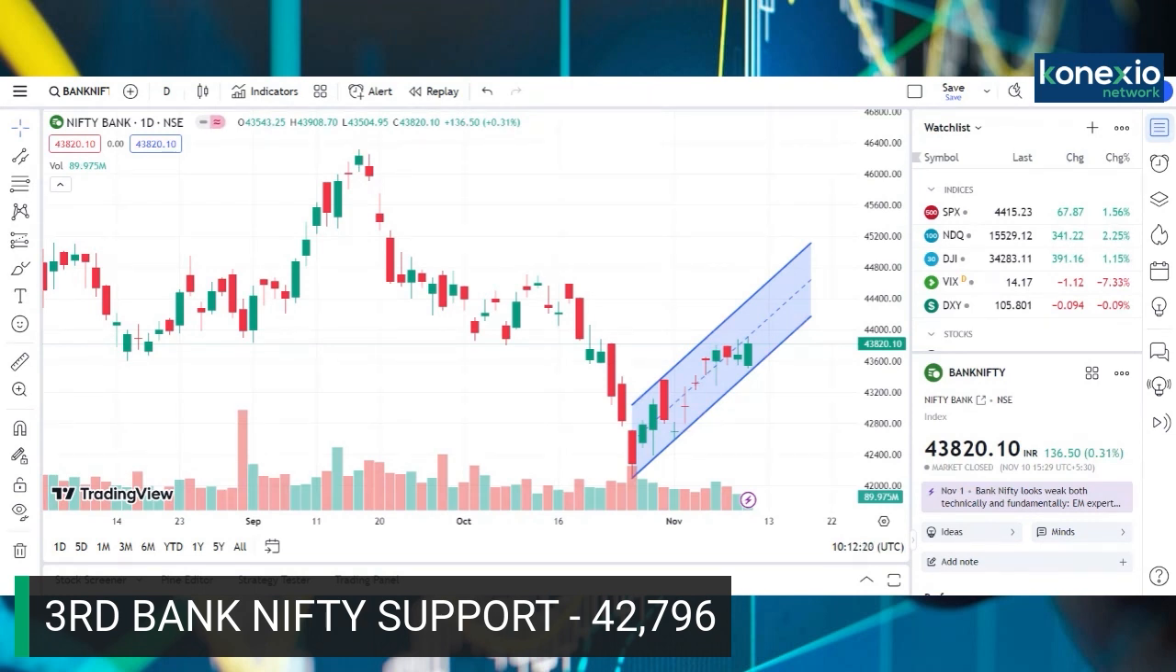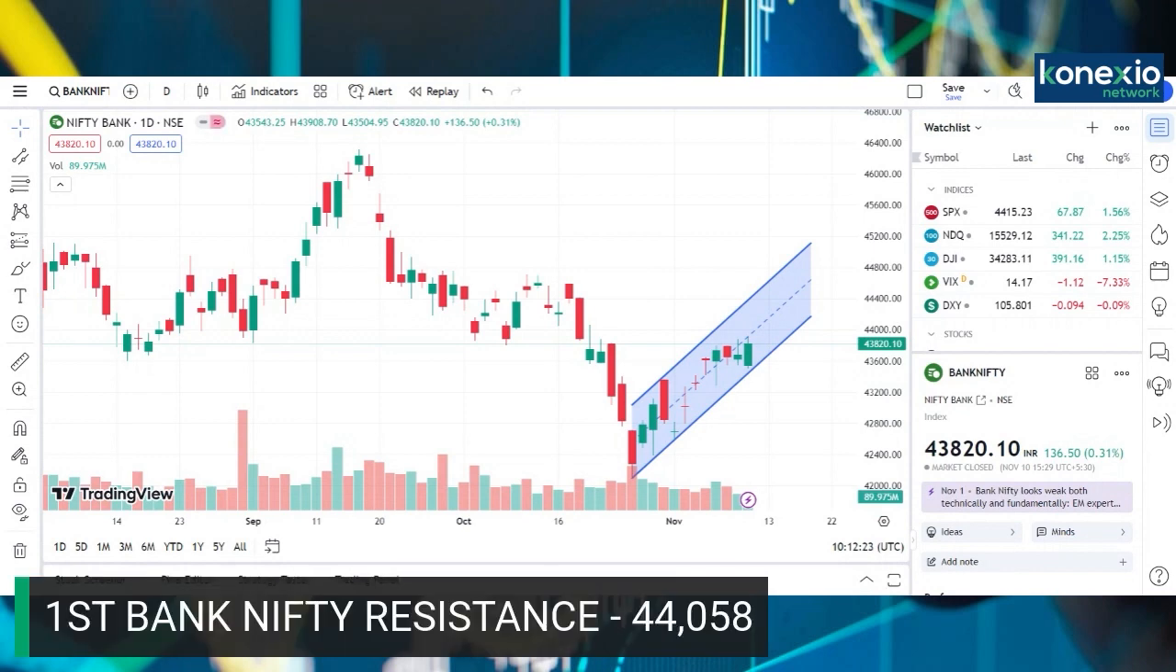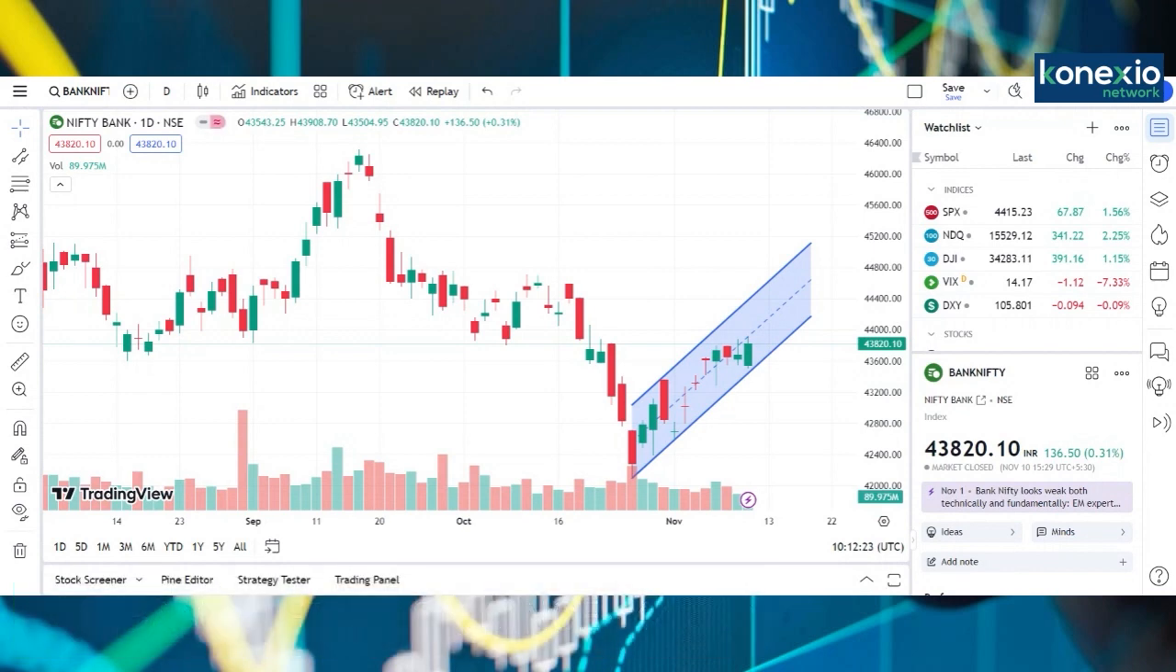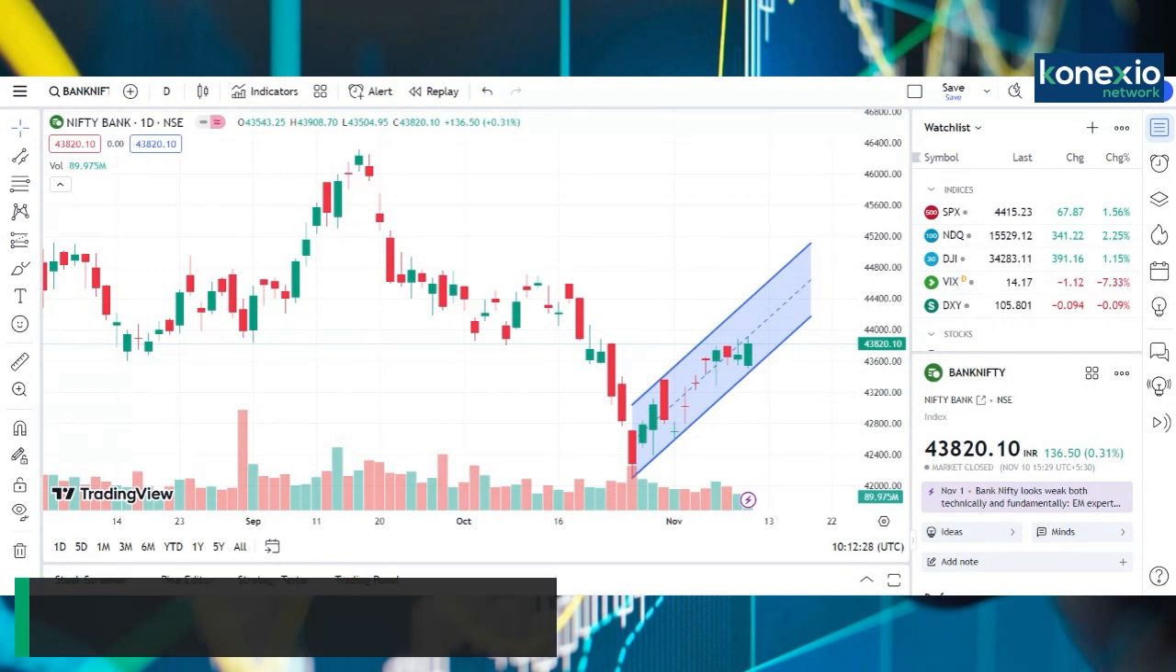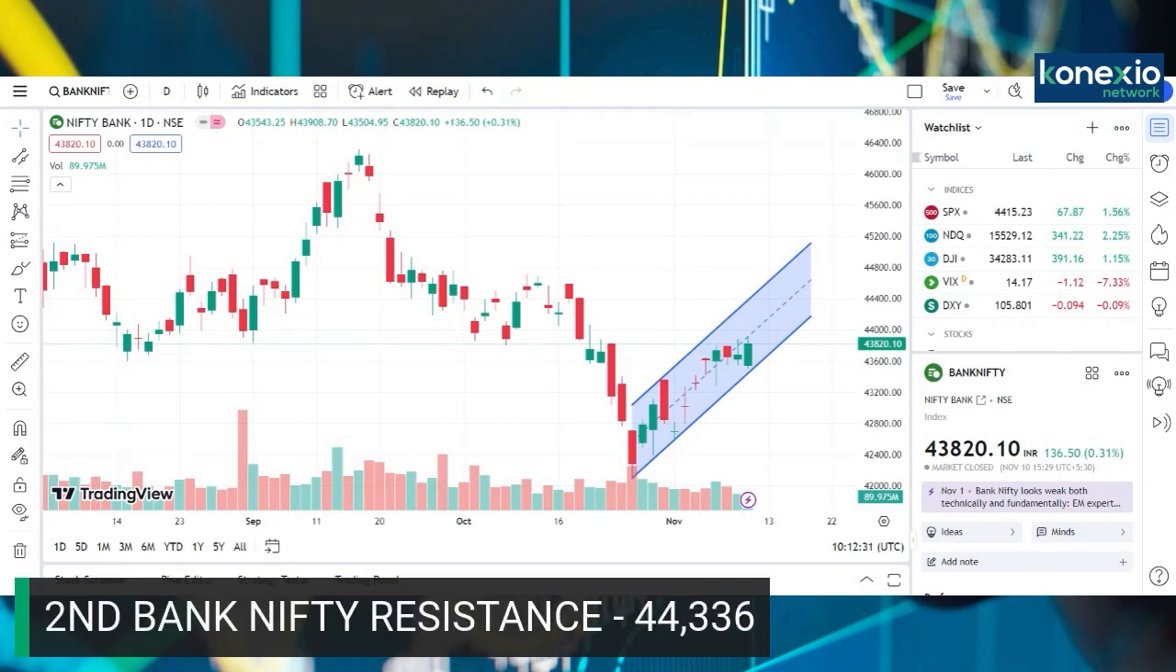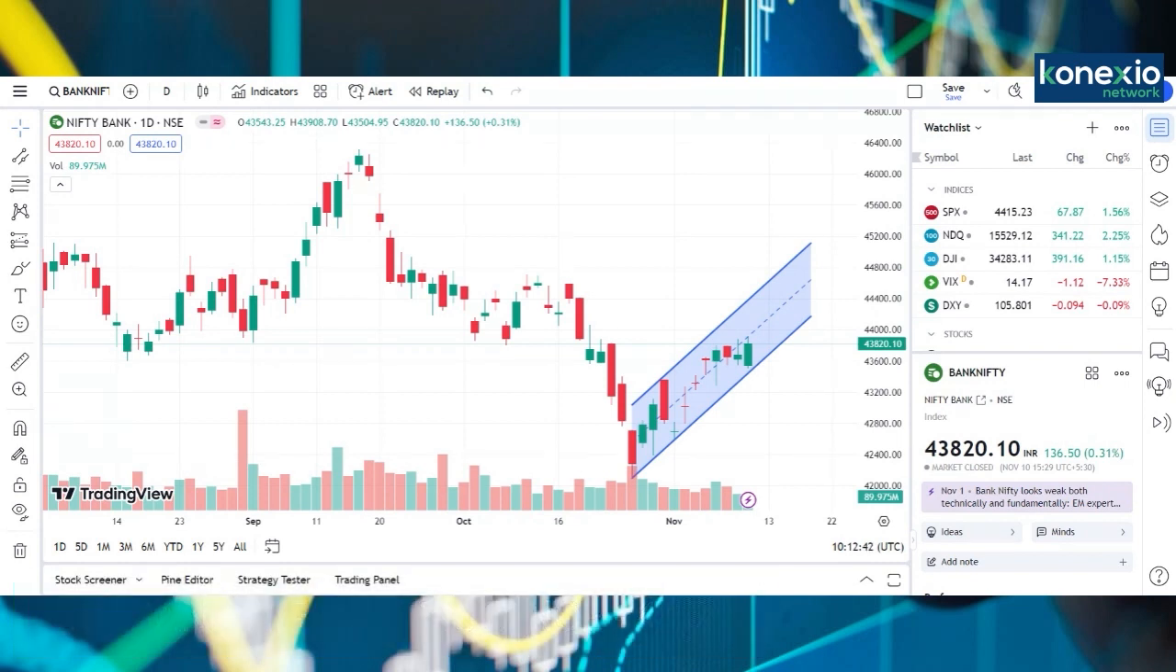42,796. Whereas on the upside, the first resistance is around 44,058. Above that, the second resistance is around 44,336, and third resistance for the week is around 44,717. So these are the important supports and resistance levels in Bank Nifty for the next week. Looking at the charts, we feel that the trend should remain positive for the next week.